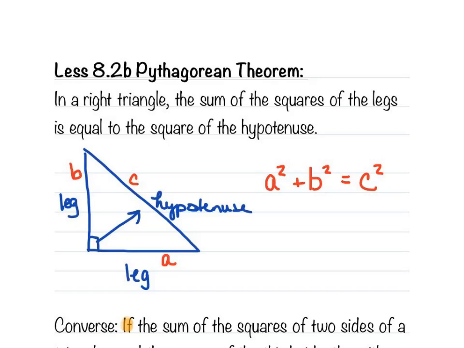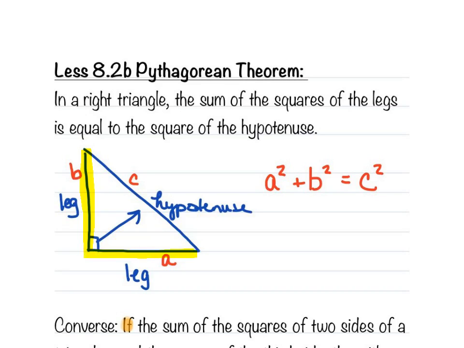8.2b, Pythagorean Theorem. In a right triangle, the sum of the squares of the legs is equal to the square of the hypotenuse. A right triangle is a triangle that has a right angle. If it has one right angle, that makes your triangle a right triangle. The legs of the right triangle are the two sides that make up the right angle.